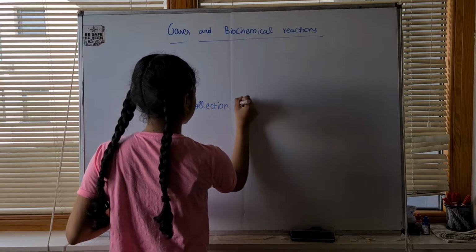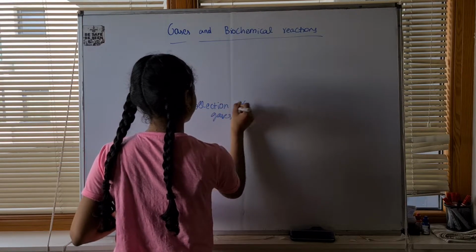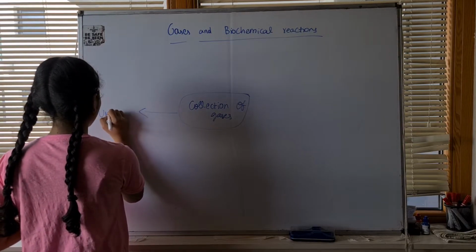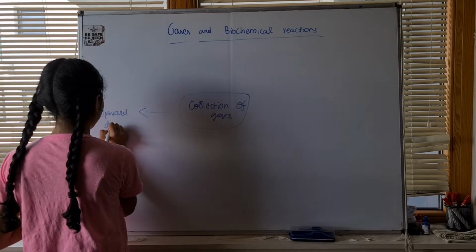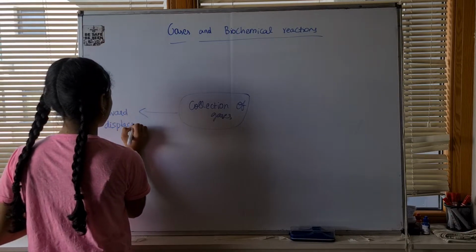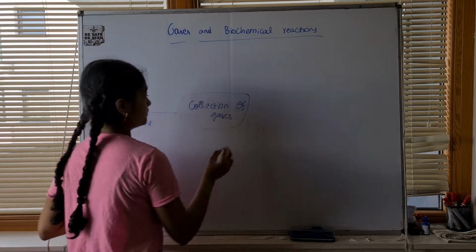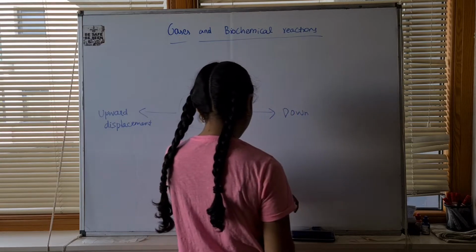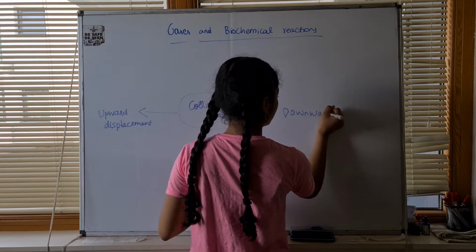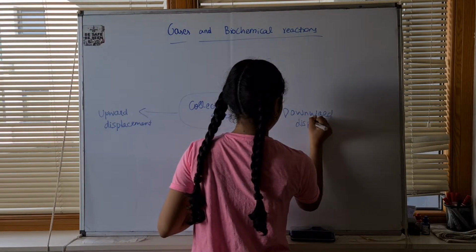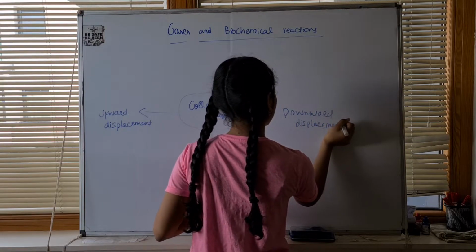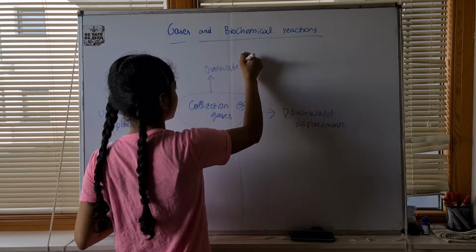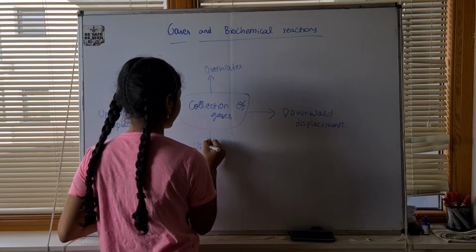Collection of gases. The first way is called upward displacement. And the second one's called downward displacement. The next one is called over water. And the next one is using a syringe.